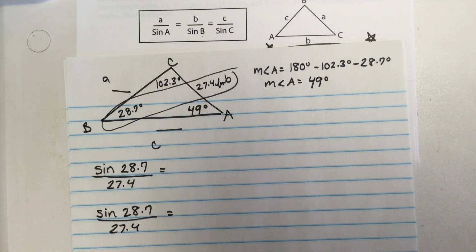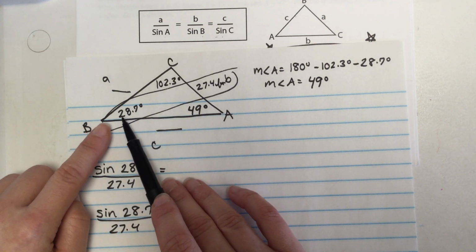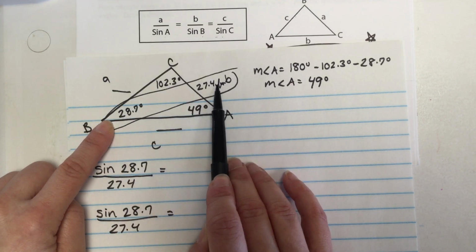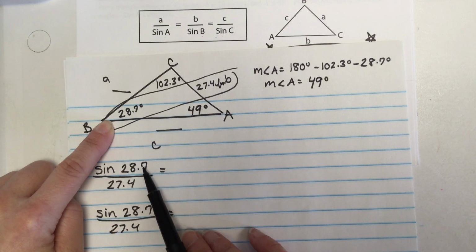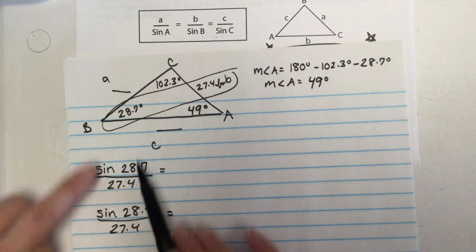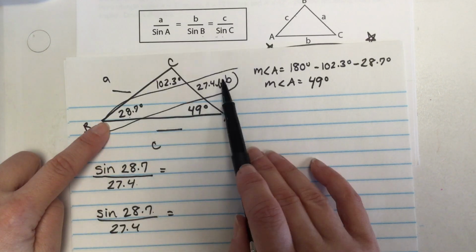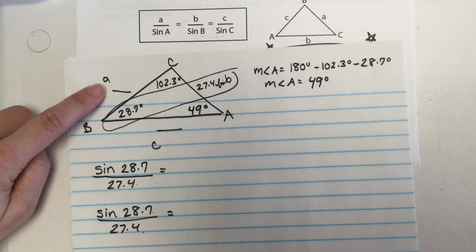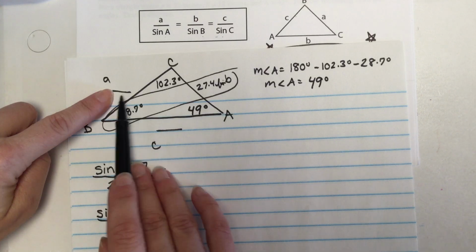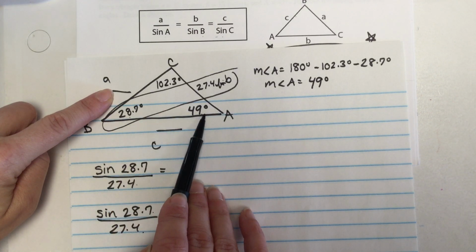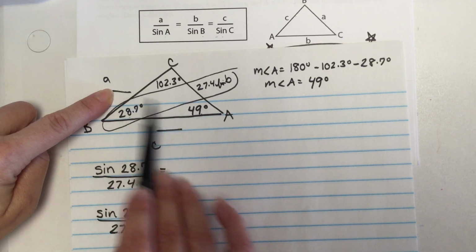Okay, so when you write your triangle, you start off with information where you know the angle and the side across. It's the sine of the angle over the side. The sine of the angle over the side. Now, if I want to find side a, I have to use angle A, because remember they're paired with whatever's opposite of them.